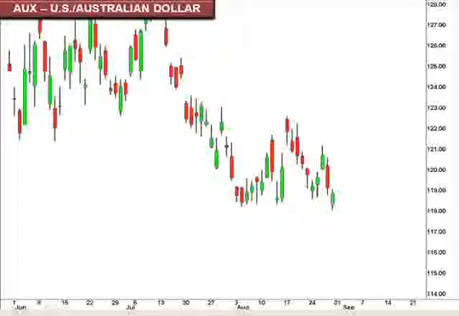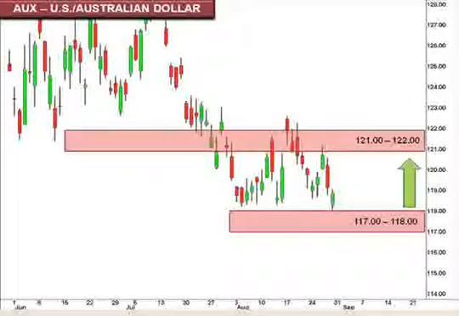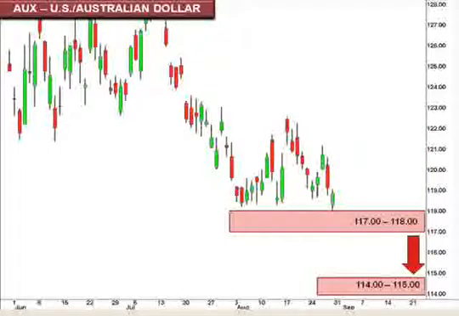Now let's take a look at the AUX, the US versus the Australian dollar, and once again the AUX is testing the upper range of our 117-118 focal zone, and unless we see a break of this 121-122 resistance, the trend continues to be to the downside, with the next support level coming in at this 114-115 box.